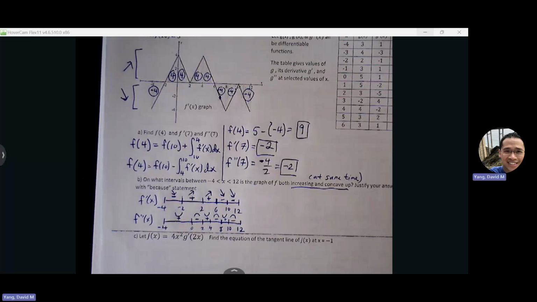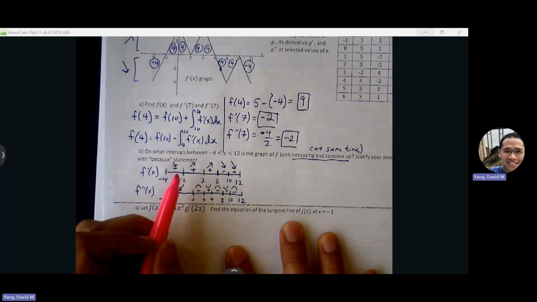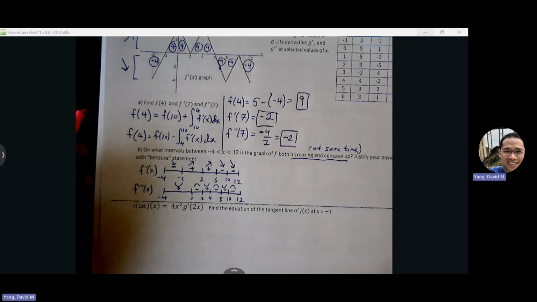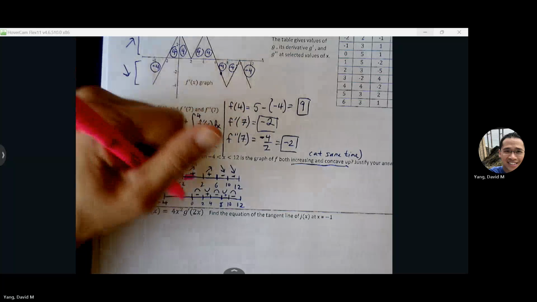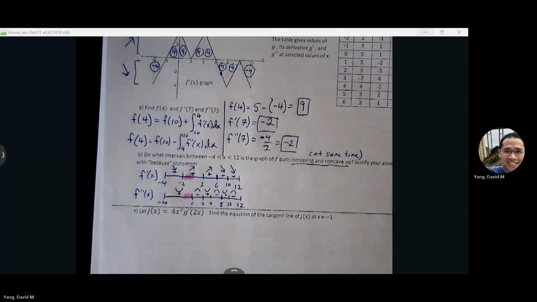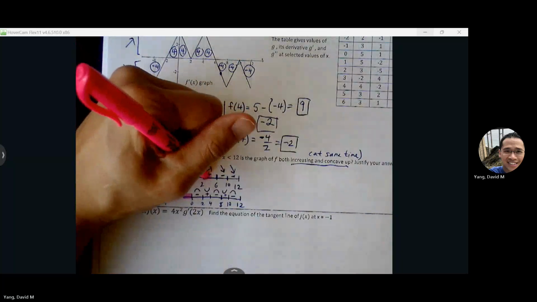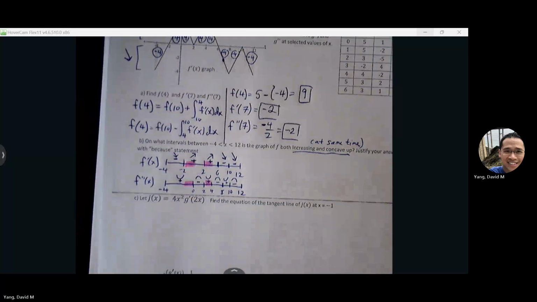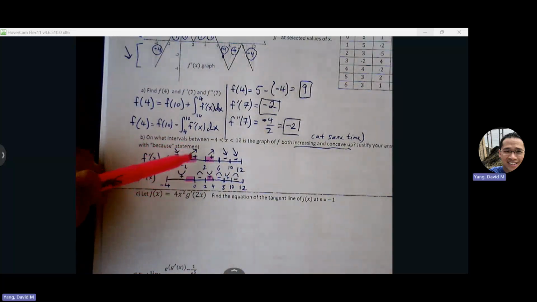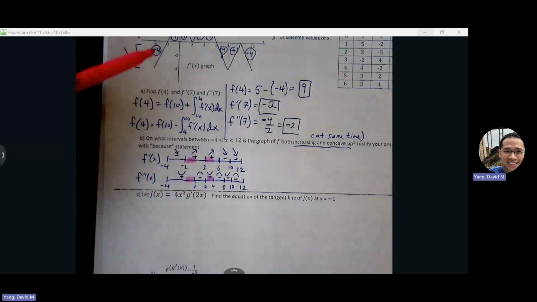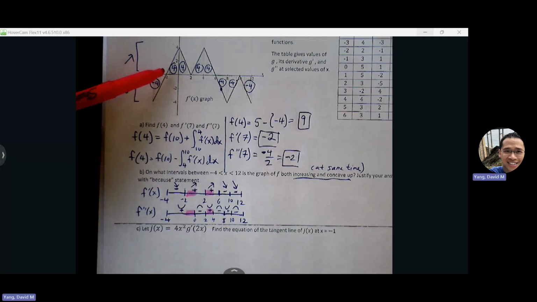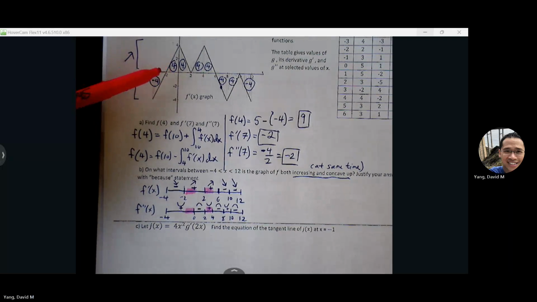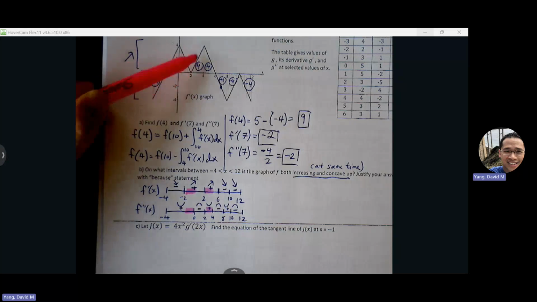Looking for regions increasing, so I want rising, but at the same time concave up. Only these 2 regions are going to line up, right, where it's both positive and concave up. So in other words, I'm looking for something that is above the x-axis and showing me a positive slope. So -2 to 0, and then from 2 to 4.